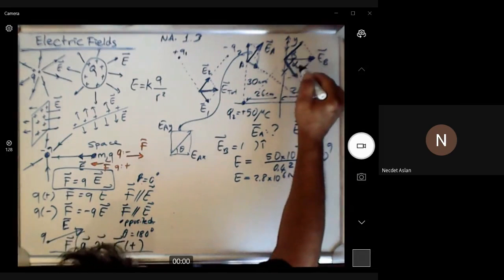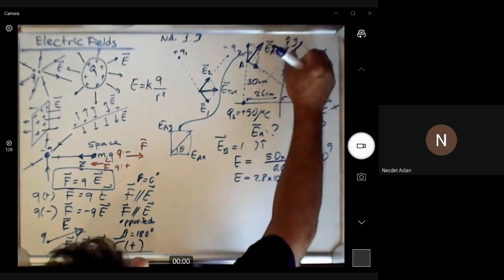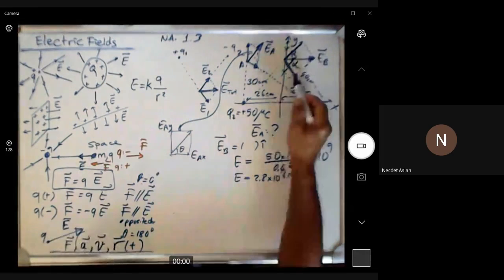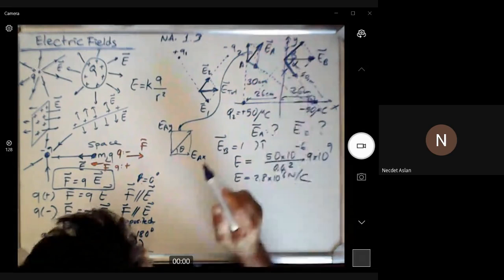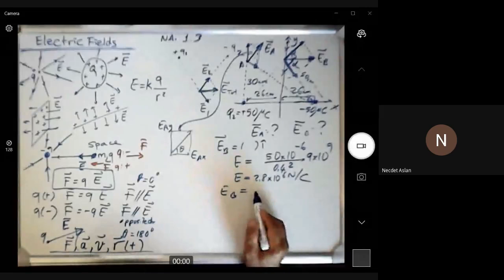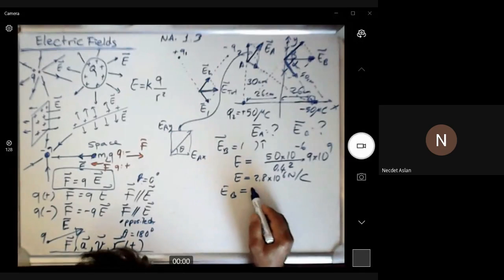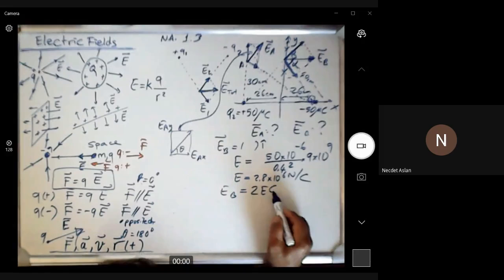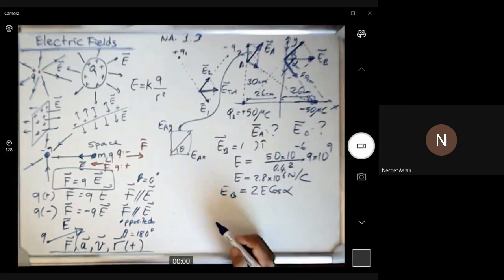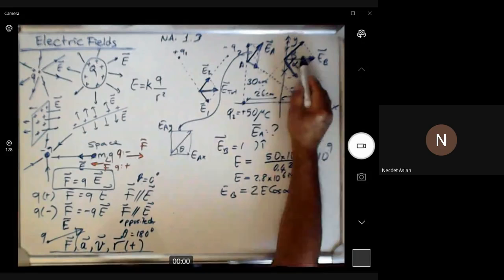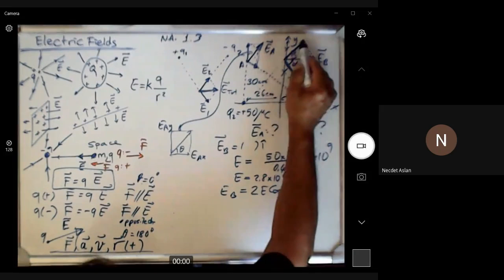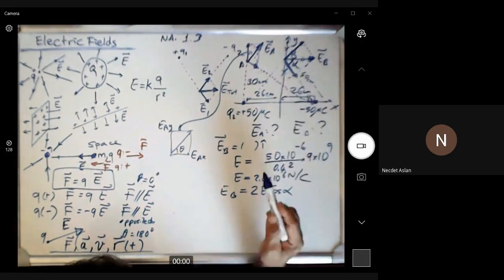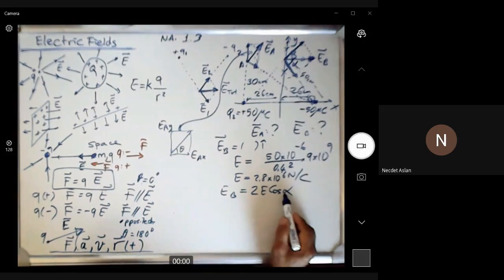So this E times cosine alpha will be twice as much, coming from the upper electric field and the lower electric field. The resulting magnitude of EB will be equal to 2 times E times cosine alpha. Remember that this x component is E times cosine alpha. There is one from the bottom and there is one from the top. If you just add them up, it's twice as much. So we have to be able to find this.